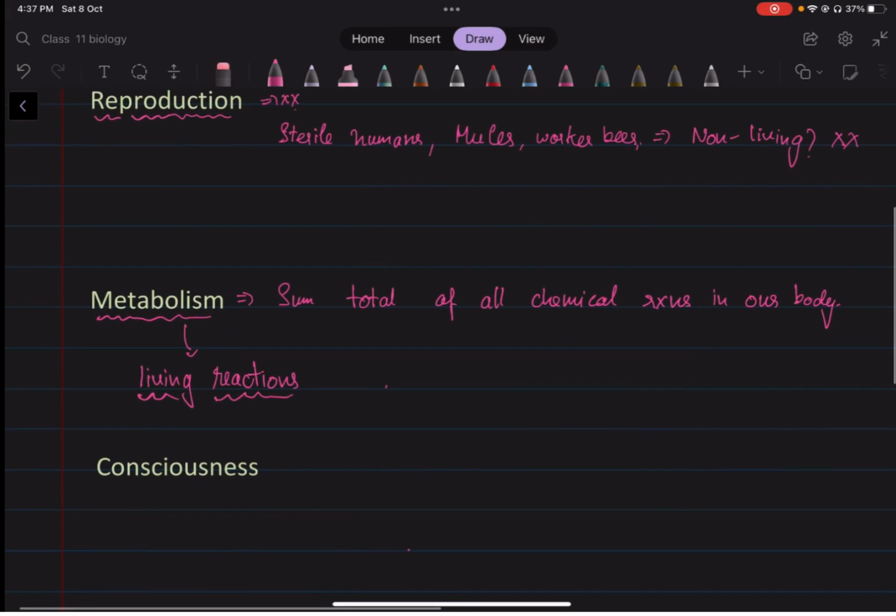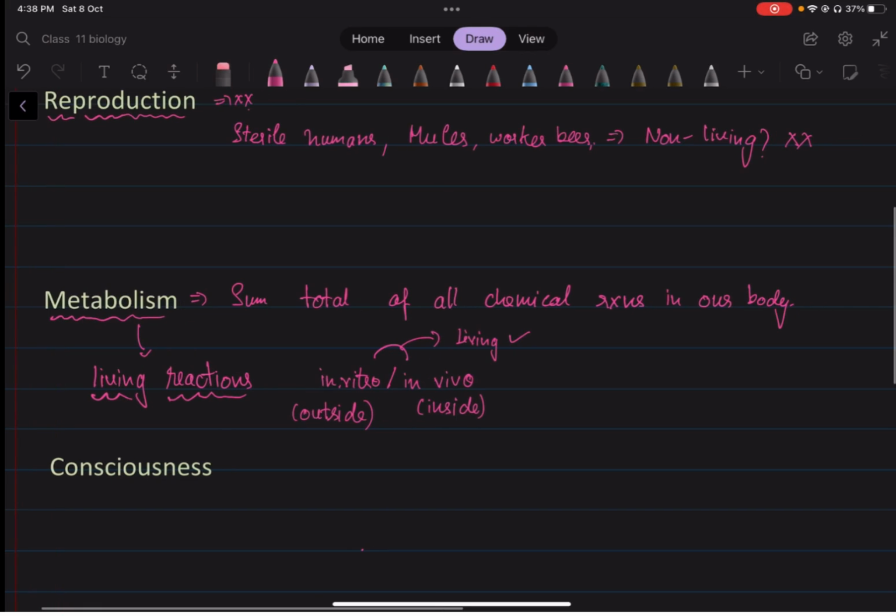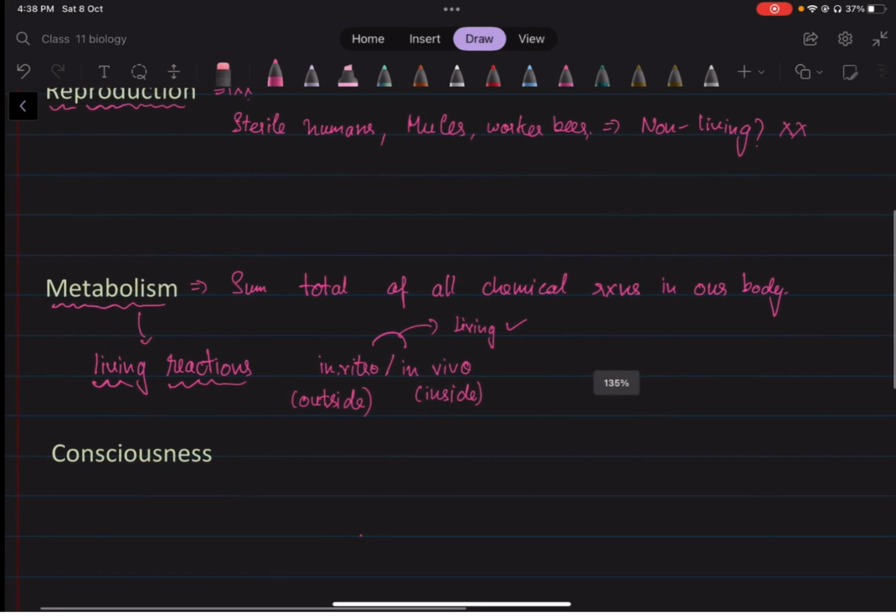So even if it's taking place in vitro or in vivo, in vivo is inside the body, in vitro is outside. Even in these two cases, metabolism is always living, right? So whenever an entity exhibits metabolism, we can surely say that it is living. That is why we call this a defining feature of the organisms, right?